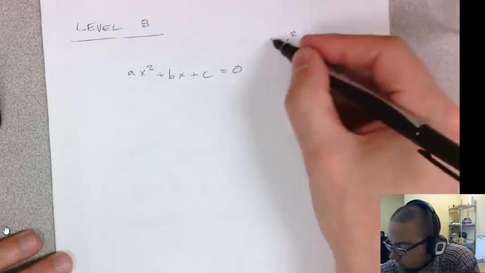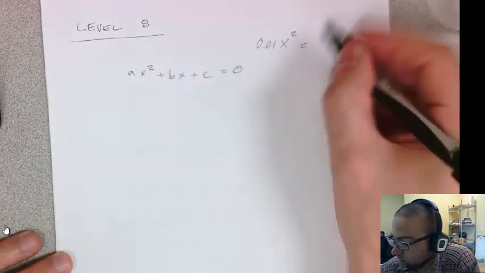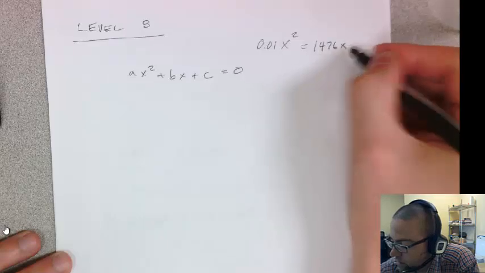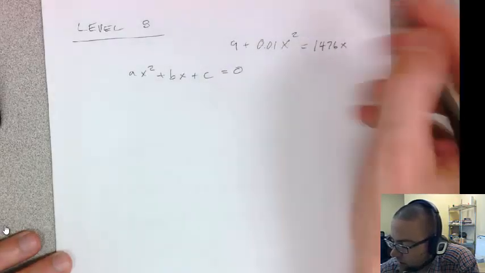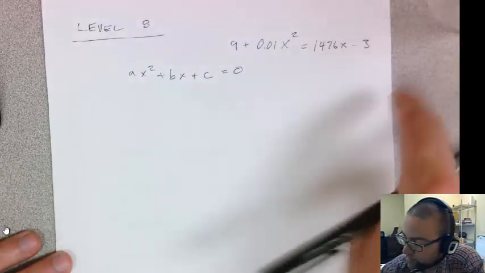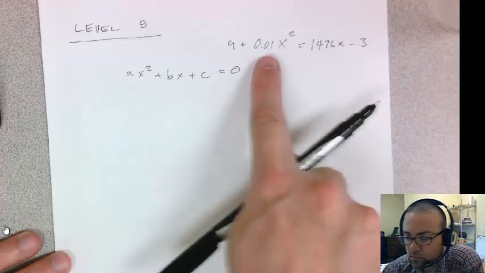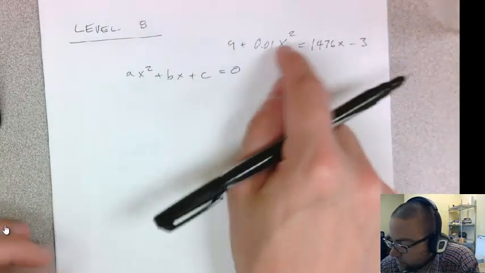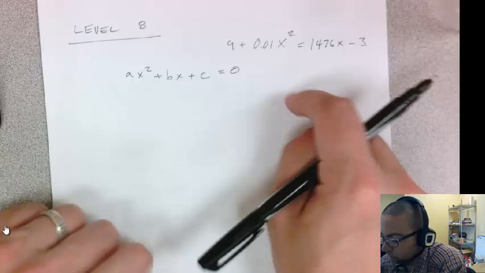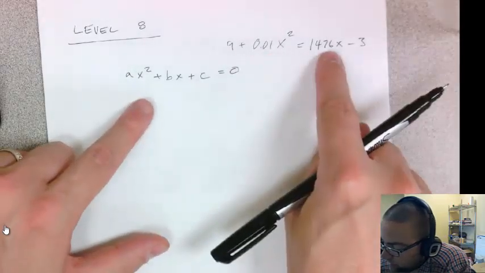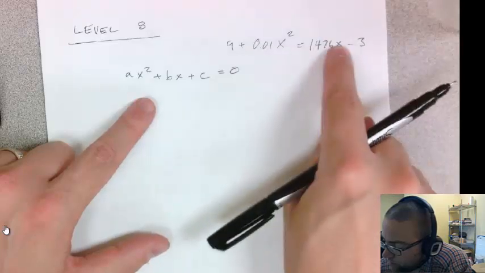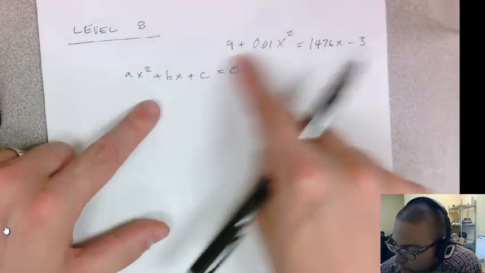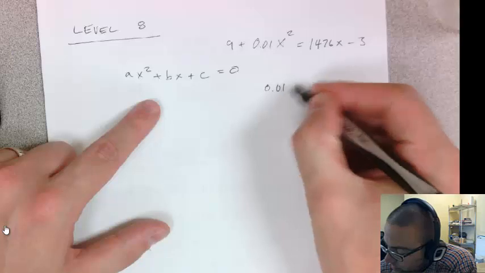Let's say I had something like this, 0.01x squared equals 1,476x, and maybe this was like plus 9 over here and minus 3 over here. Well, you could rearrange this equation so that you put all the x squared terms over here, right? You can switch those because of the commutative property of addition. And then you can bring this x term over here just by subtracting 1,476x from both sides and bringing it over to this side. So you would end up with something like this.